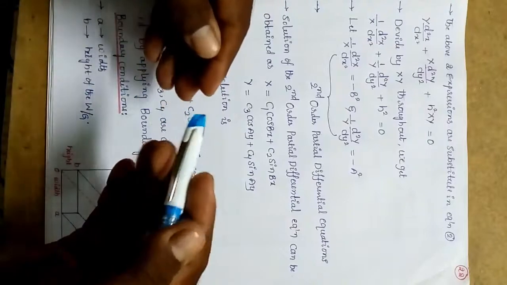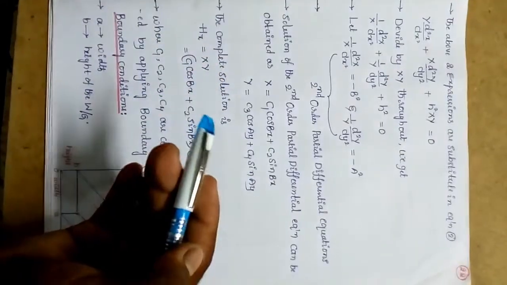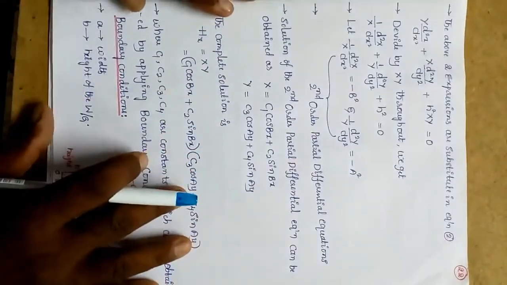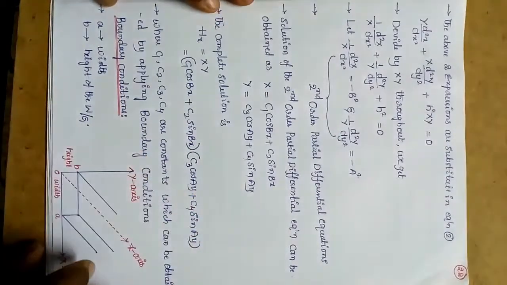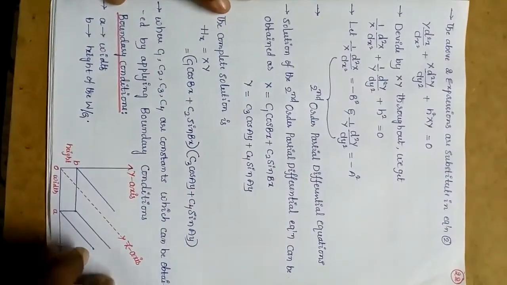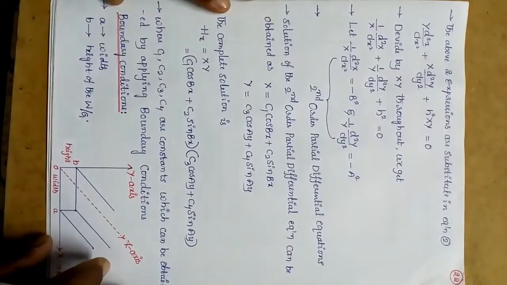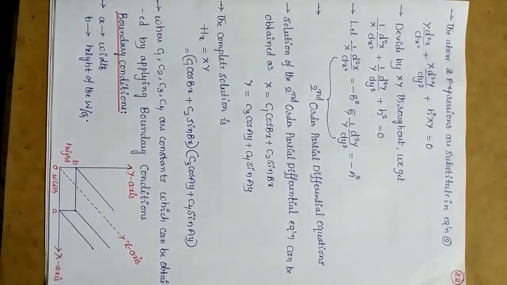And how to get C2, and how to get C3, and how to get C4. This is a continuation of this lecture. Next, boundary condition. So how to get C1, C2, C3, C4 means we are using the boundary conditions here.